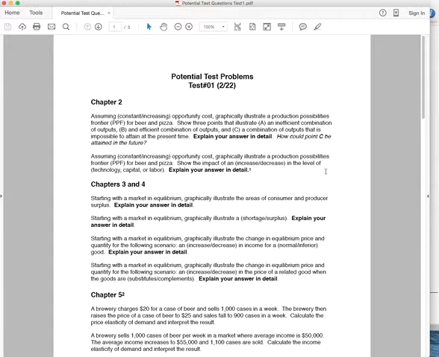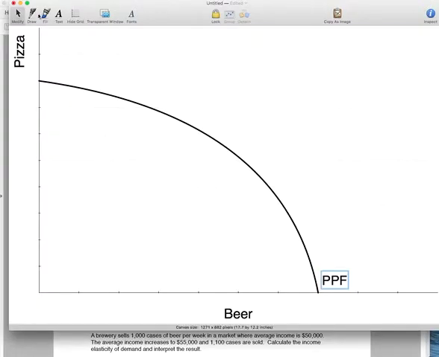The second part of the question says to show 3 points that illustrate an inefficient combination of outputs, an efficient combination of outputs, and a combination of outputs that is impossible to attain. Generally, when you're answering this question, you're best suited by starting with explaining what is actually on the PPF. And if you do that, it gives you a very convenient point with which to compare and contrast the other 2 points.